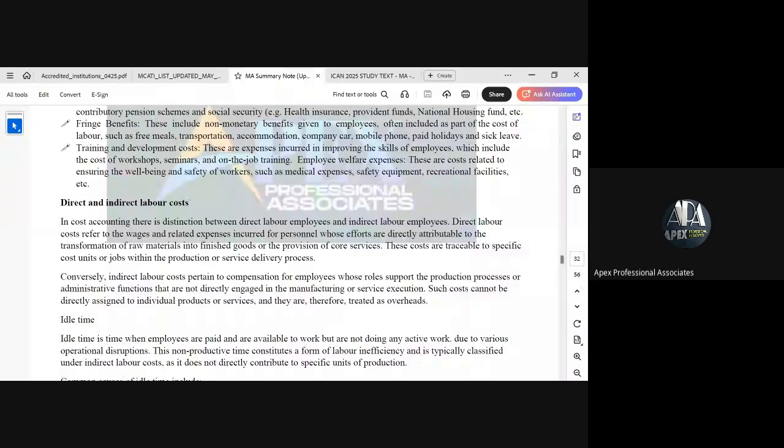Fringe benefits, for example, maybe you give them free meals, or you provide transportation to them. Those are fringe benefits. The cost of all those benefits you are giving them, if you are providing a free meal, you are paying for the meal on their behalf. If you are providing transportation support to your staff, you are paying for the transport on their behalf. The transport service is a cost to the organization.